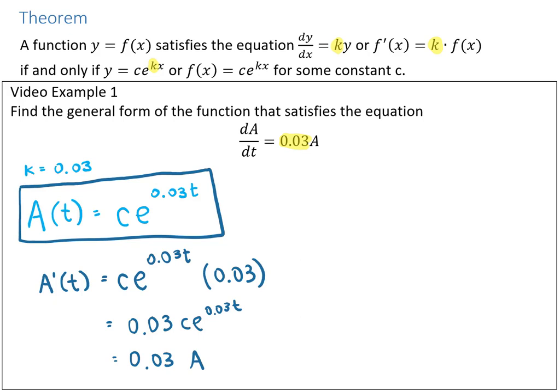I know you're probably asking yourselves, what is that c hanging out in that function? It's not a variable, it's a constant. And so it could be any constant. That is, if you had the function A of t is equal to 2 e to the 0.03t, and you took the derivative, it would still work out like this. Or instead of 2, you could use 5. Or instead of 5, you could use 14. It doesn't matter what number you put here, the derivative would work out like this. And so that c stands for any constant that you can think of that you want to put there.